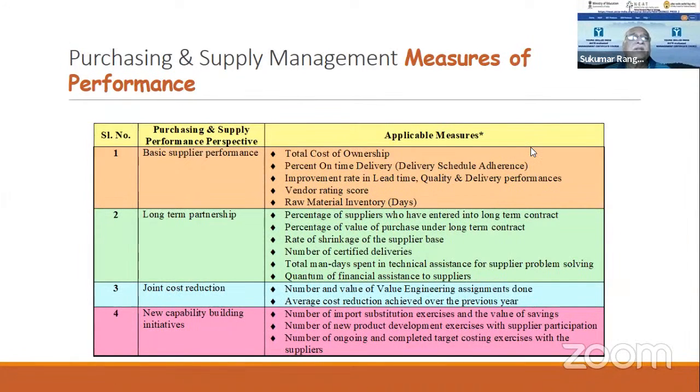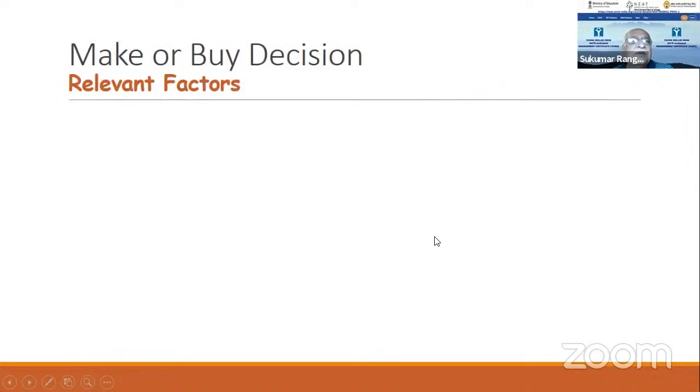So we have next the measures of performance. Basically, basic supplier performance, long-term partnerships, joint cost reduction, and new capacity building initiatives are the measures of performance for any vendor. Of course, these are the details. I'll not get into them. Anyway, I'll be sharing the PPT. You can go through it because it will take too much time.